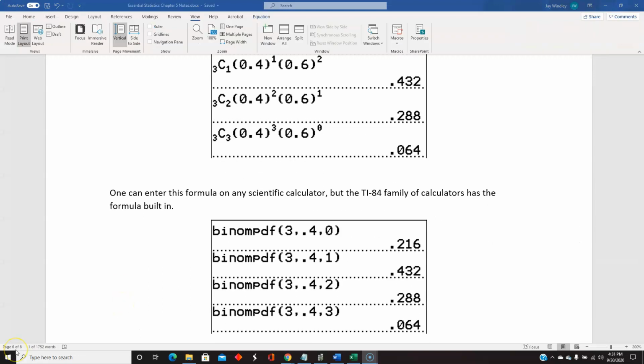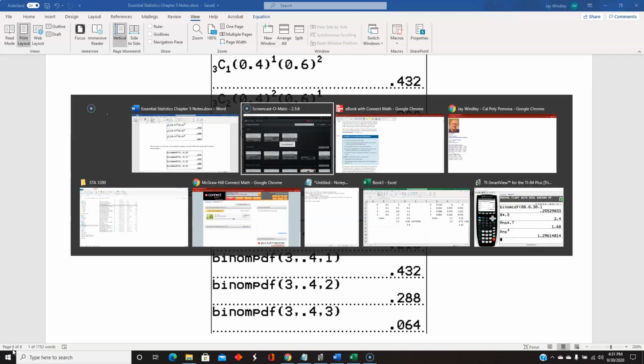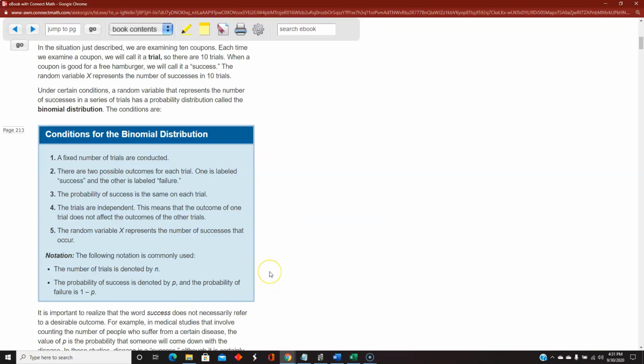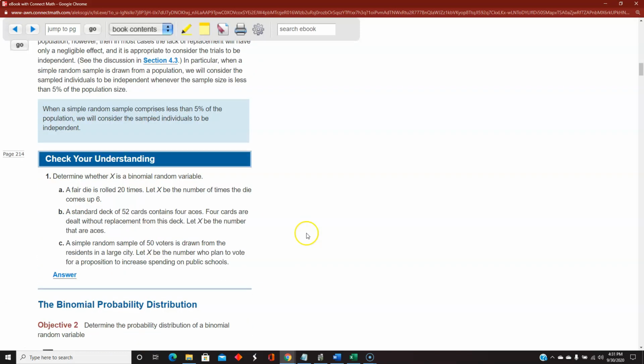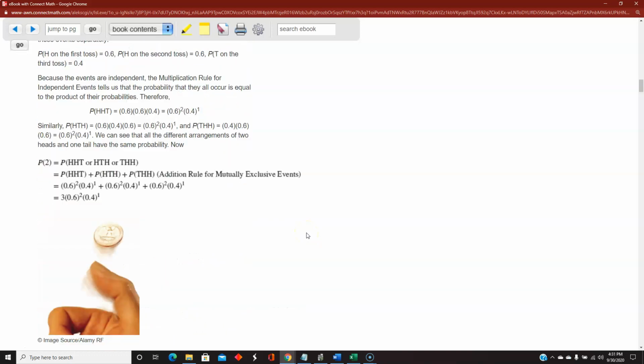And so it turns out there's also a table in the book that will give us these probabilities, and these probabilities are already calculated. There's a couple different ways to get to that table. If you're reading the ebook in this section on binomial, you will see a couple places where they have a link to table A.